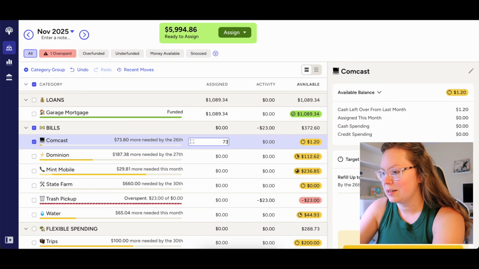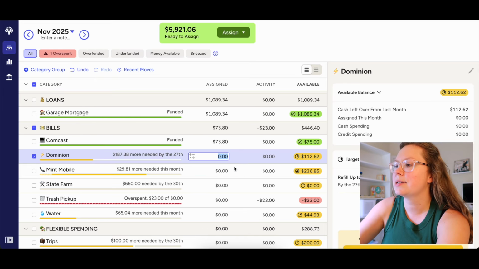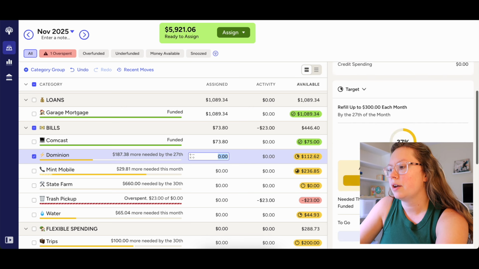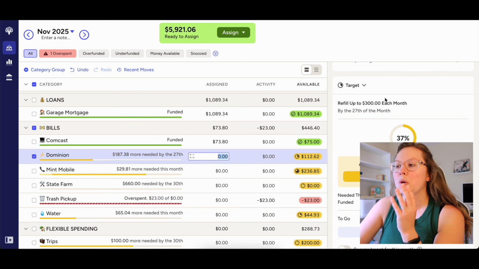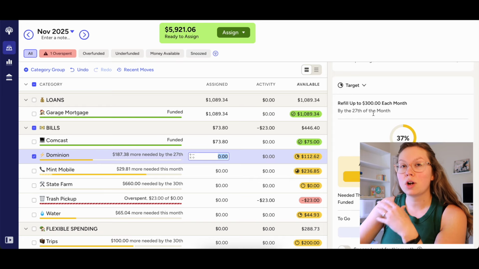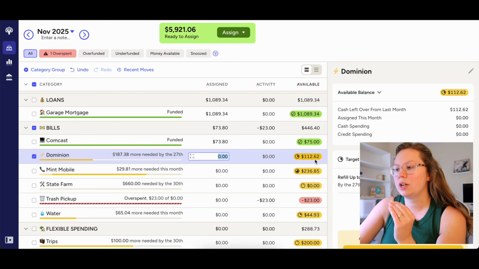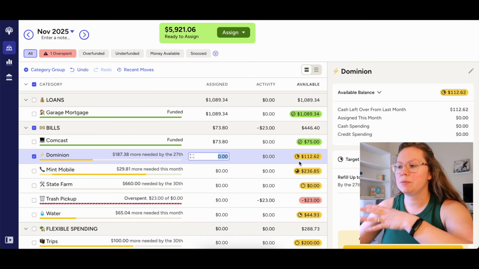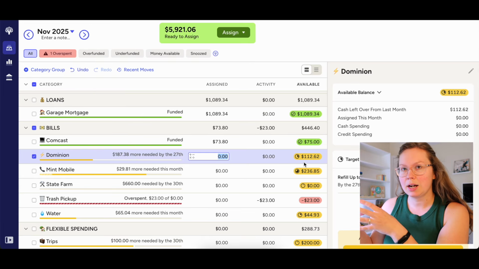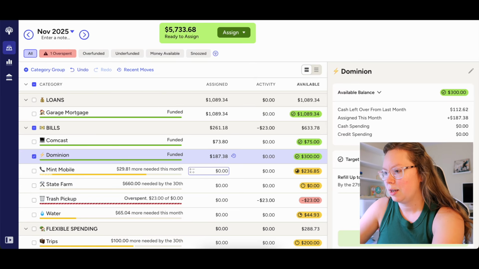All right, Comcast $73.80. Dominion, I have a refill up target, so you can set targets for each of these things. Sometimes in the dead of summer or winter, we're paying more for electric, so that's why I want to always keep $300 in there. But as you can see, we still have $112 in here, so our bill wasn't $300. And it's nice because I can have that money sit there in case there is a higher bill month, but I just have to put $187.38 in here to hit my $300.